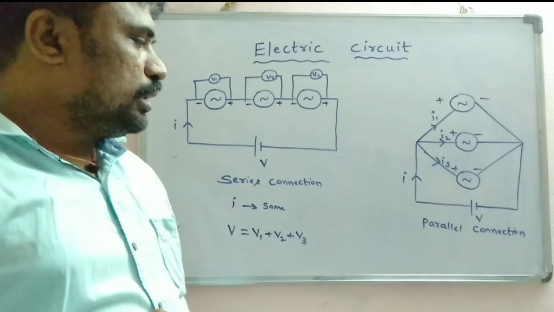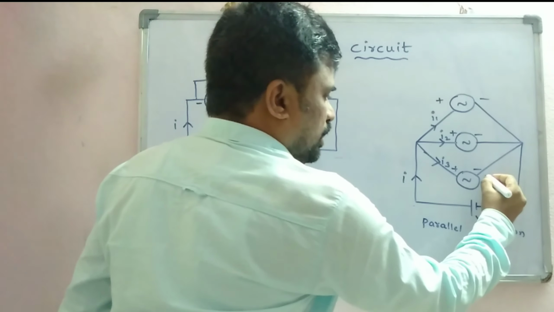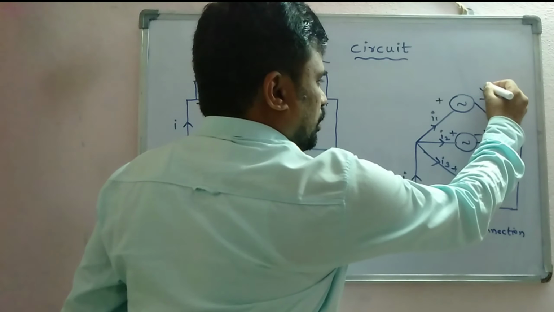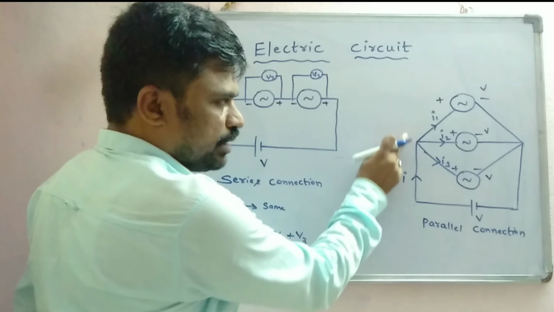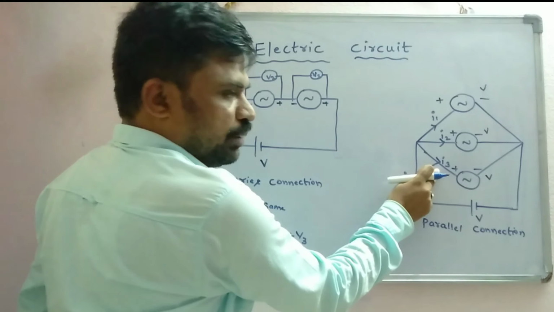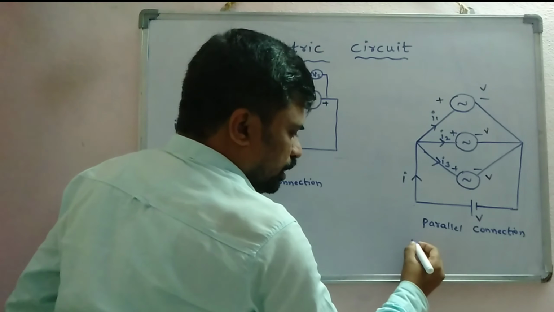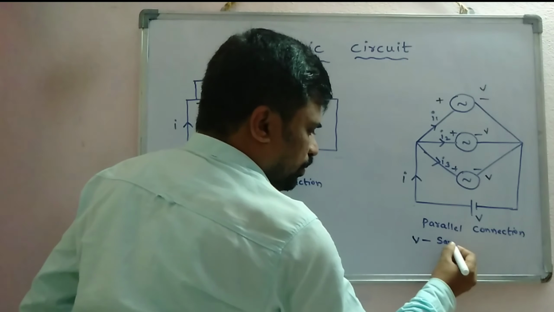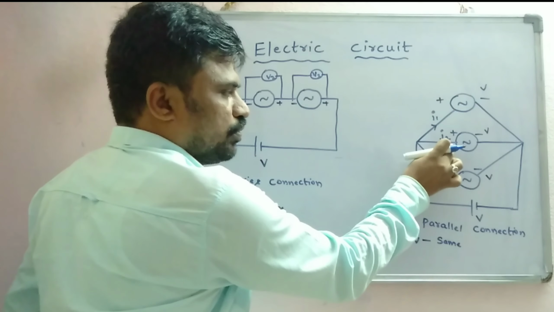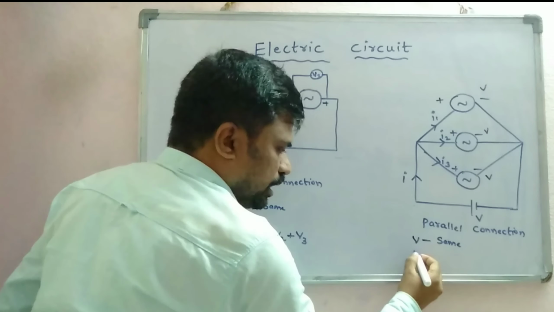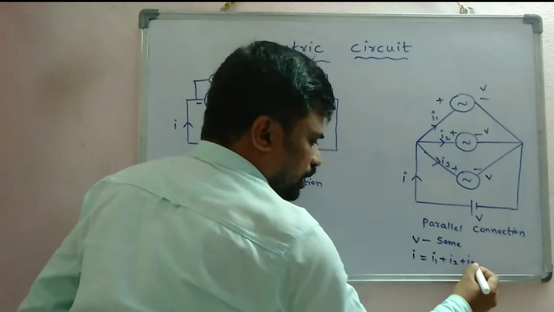And if you look at a parallel connection, in parallel connection, potential difference will be same, but current will be different. You can see here the current has divided into three paths, that is I1, I2 and I3. So here potential difference will be same and the total current will be equal to sum of the individual currents, that is I equal to I1 plus I2 plus I3.